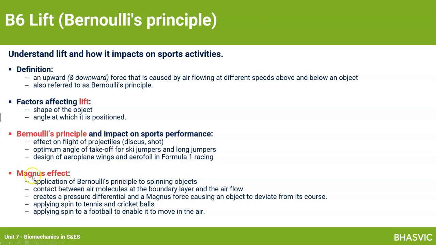So that's the Magnus effect. We've looked at the application of this Bernoulli principle to spinning objects. Broadly speaking, it's the balls that we use in our sports, and we manipulate the airflow around them by the spin, which influences the air pressure differential, which basically makes the ball deviate, swerve one way or the other.